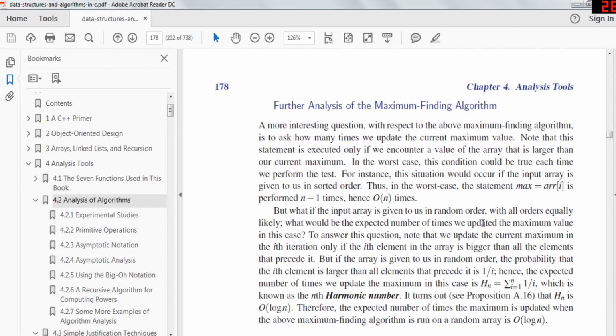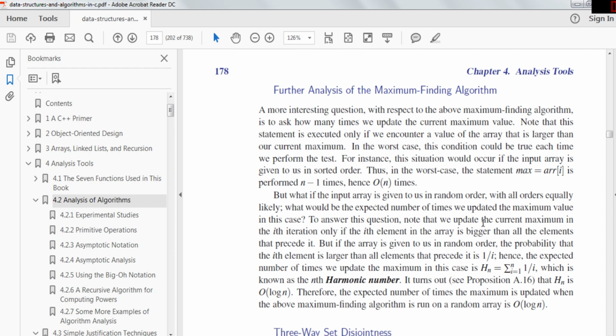Alright, further analysis. A more interesting question with respect to the above maximum algorithm is how many times we update the current max value. Note that this statement is executed only if we encounter a value in the array that's larger than the current max. In the worst case, the input array is sorted. That is the worst case. You go through all the elements, hence O of n times.